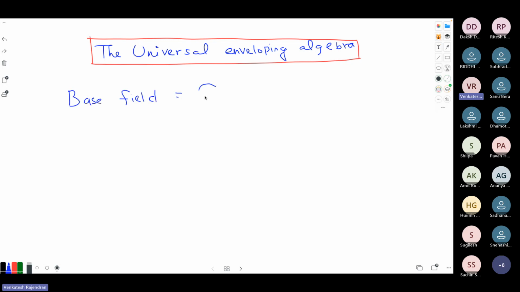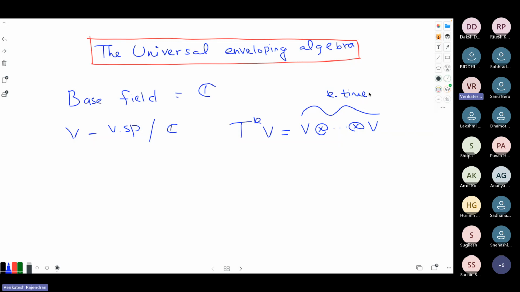So our base field, we will always stick with complex numbers. Now let's start with the vector space V, let V be a vector space over C. Then we want to define what is called the tensor algebra of this V. First let's consider the k-fold tensor products. Let's call this T^k V. This is the tensor product of k copies of V, where V appears k times.